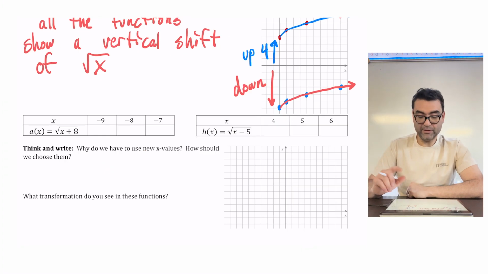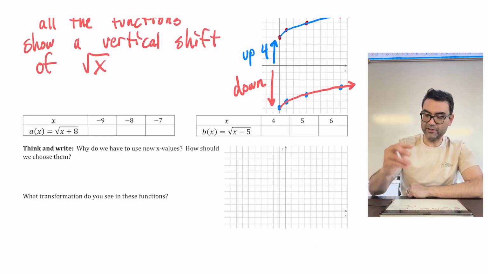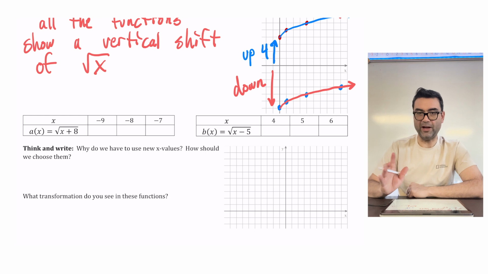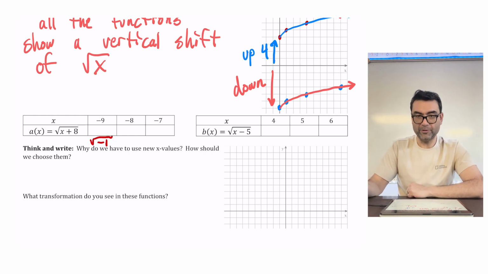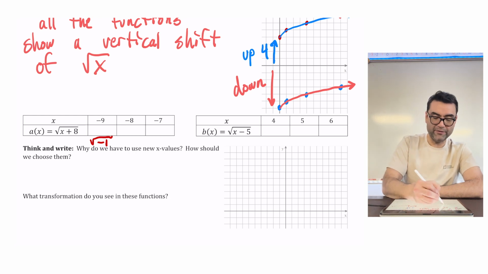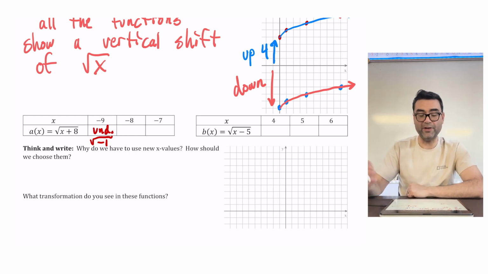Now we have 2 more tables. They're a little smaller this time, but it's only just to exemplify what's known as a horizontal transformation. So I have these tables pre-made for us where we're going to look at a of x and b of x. And let's go ahead and look at this expression here, square root of x plus 8. So if you plug in -9, this would be the square root of -1. Well, previously we saw that the square root of a negative value is undefined. So this table begins with an undefined value.